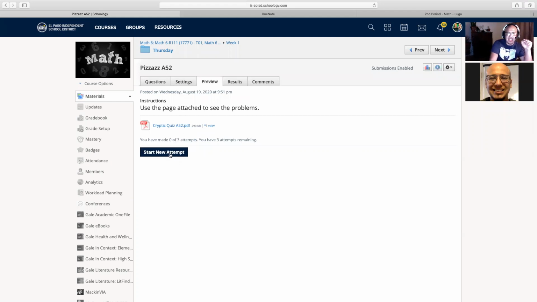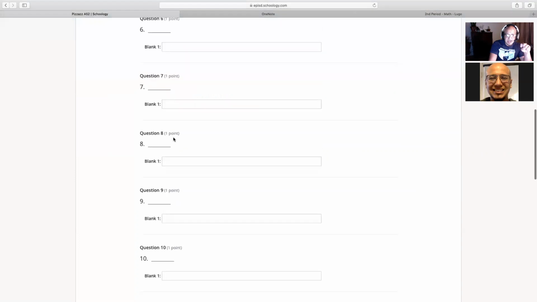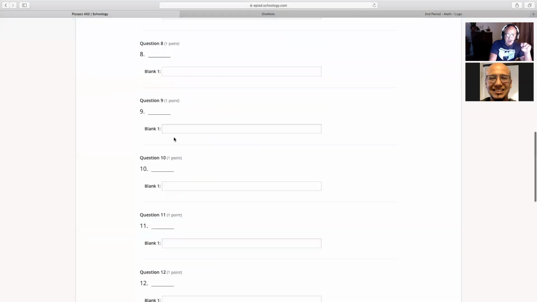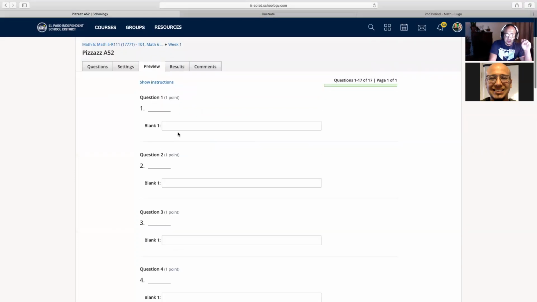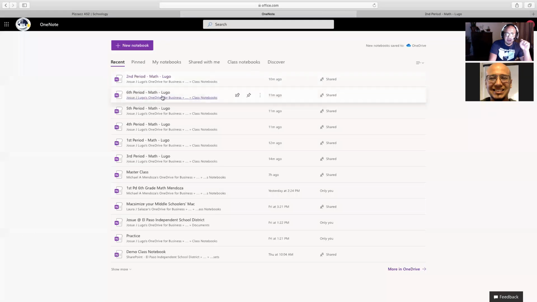So what you're going to do is you're going to click on Start New Attempt. So you're going to click this button that says Start New Attempt. Okay, so we're going to click Start New Attempt. And then you're going to see that it's going to be numbered 1 through 17. And so all you're going to do is you're going to put down the answers. So here's my work for number 1, my answer was 13,355. I'm going to write out.